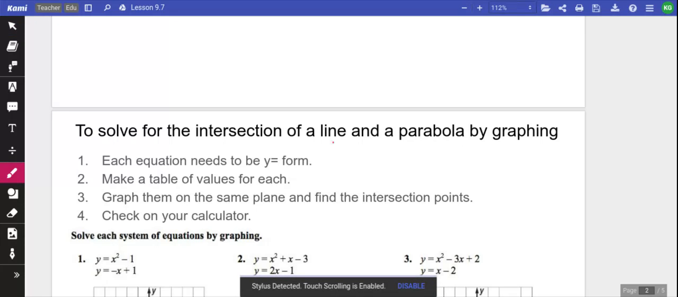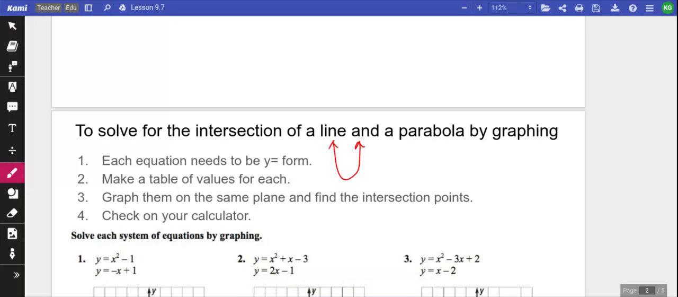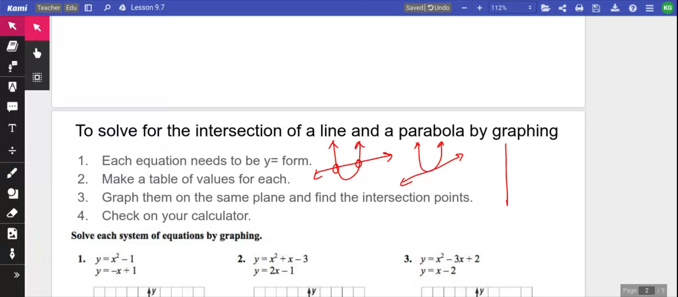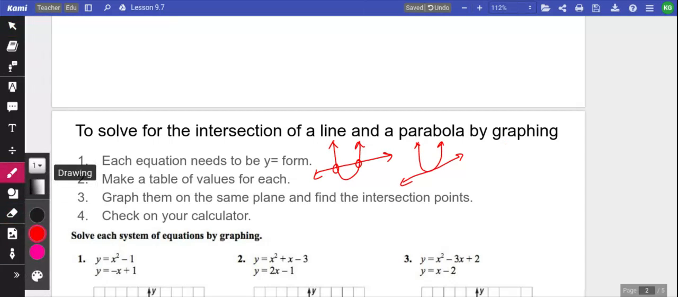The first option would be the line crosses your parabola in two places. The second option would be that your line would only just maybe touch the corner or the bottom of your parabola. And the last option would be if you graphed both the parabola and the line and they did not cross. It's like a no solution.